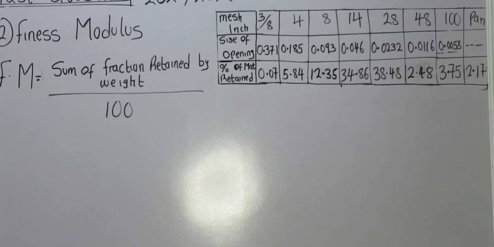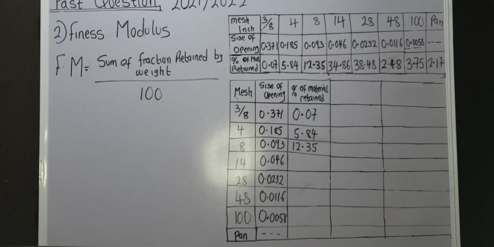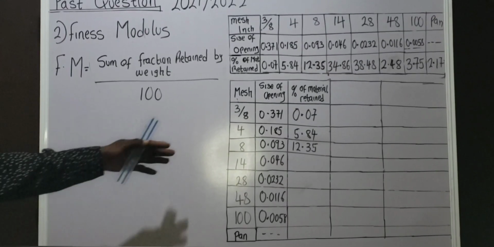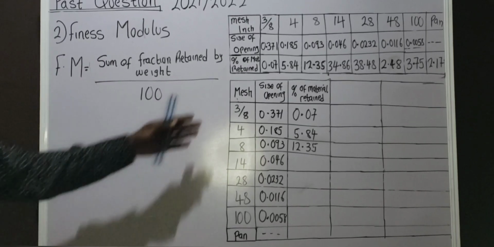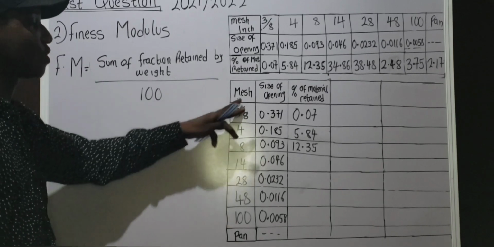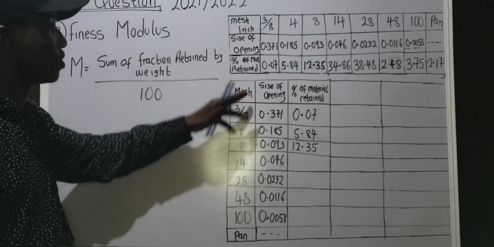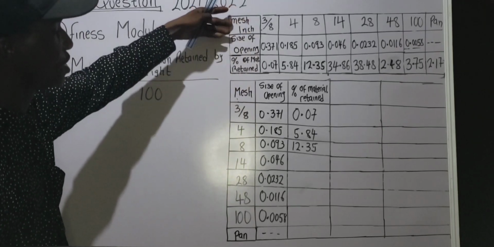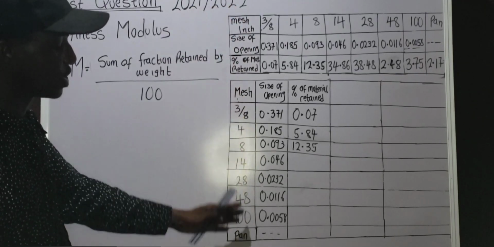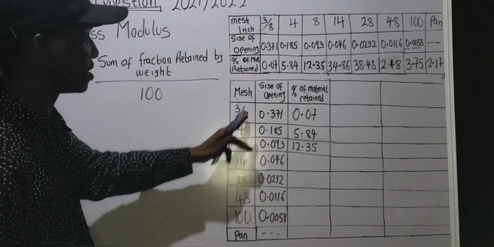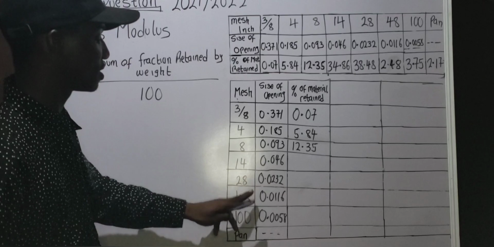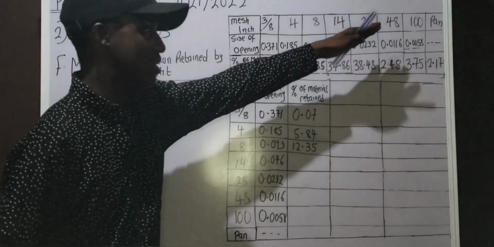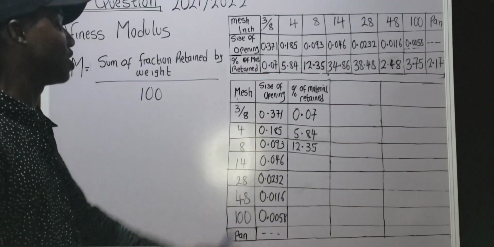Okay, let's proceed. So this is the table that I constructed to calculate the sum of fraction retained by weight. The first column in this table stands for the mesh. I just put all the mesh here. As you can see, 3/8 is here, 4, 8, 14, 28, 48, 100, and pan. This is the column of the mesh.